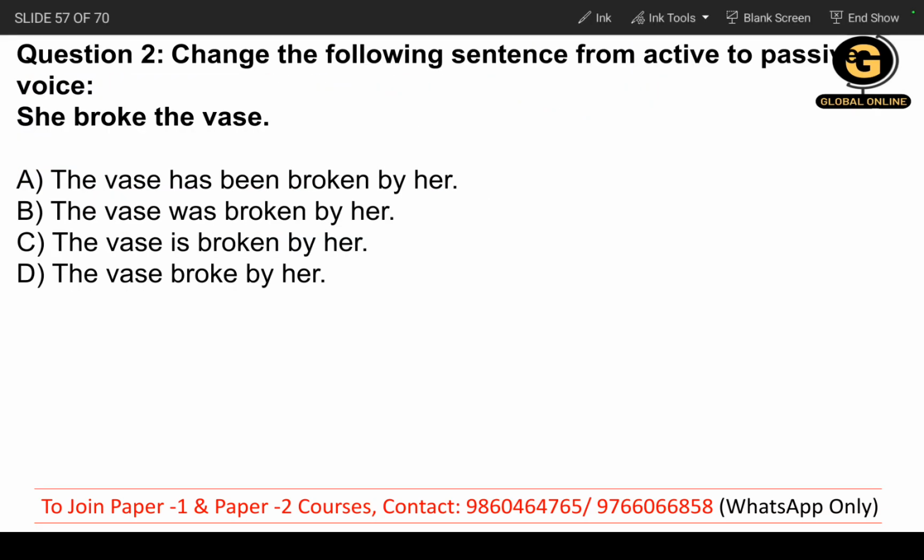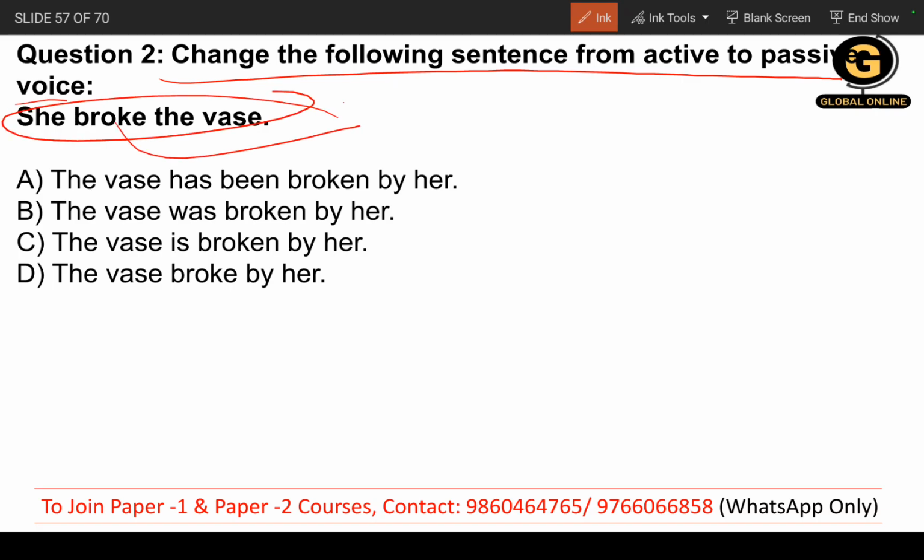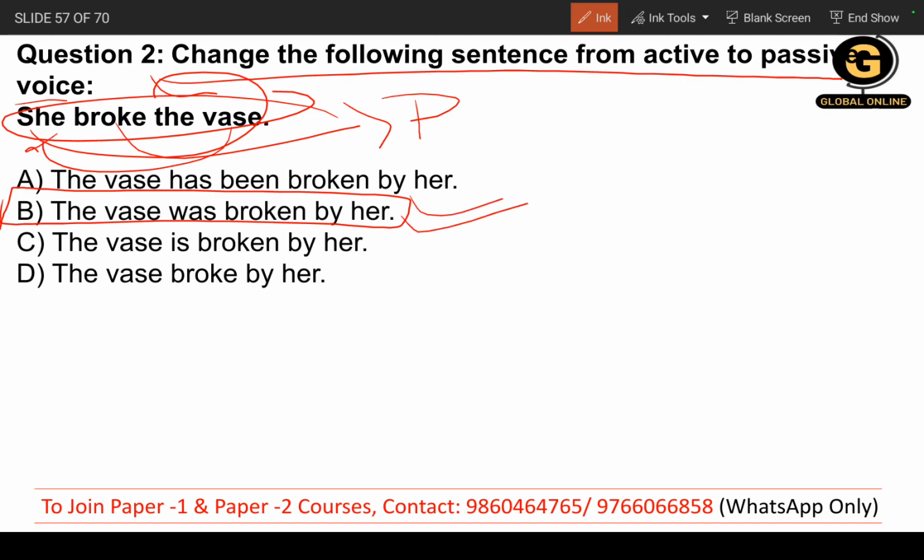Now the second one, change the following sentence from active to passive voice. She broke the vase. Now you have to understand the past tense is here, and the vase will be in the place of she, and she will be in the place of the vase. By must be there. So option B is the correct answer because it is the only one that applies all the concepts and rules of passive voice.